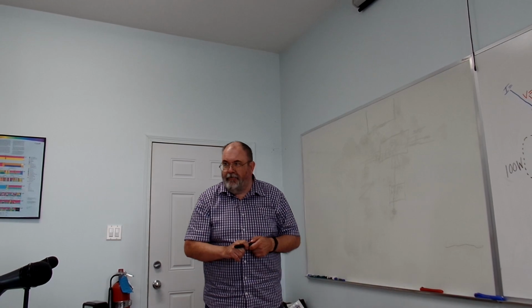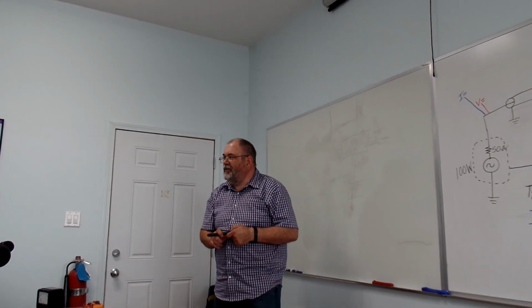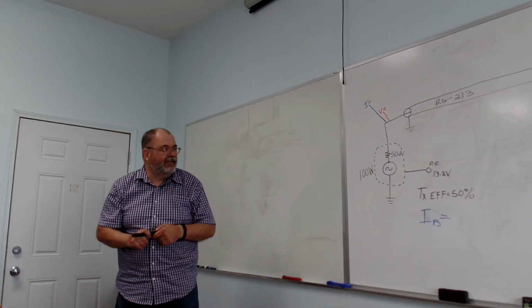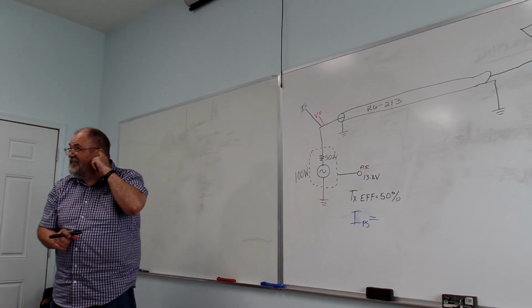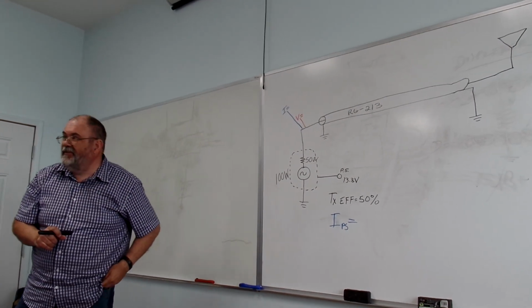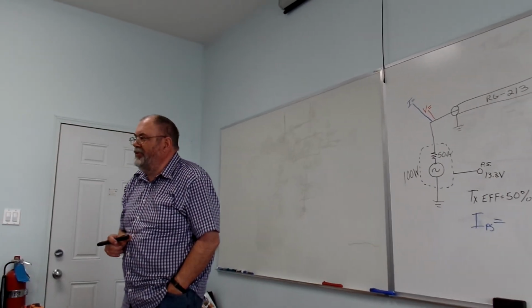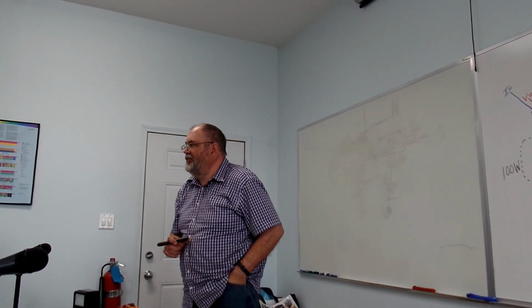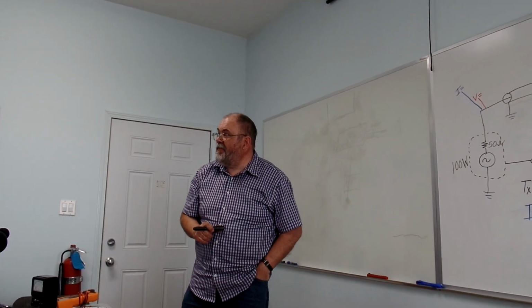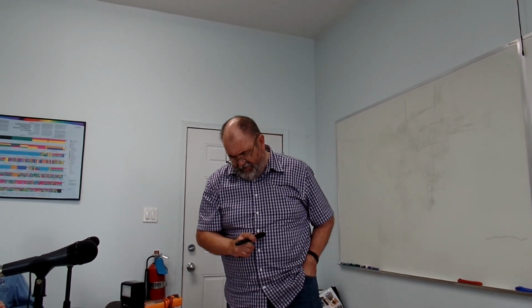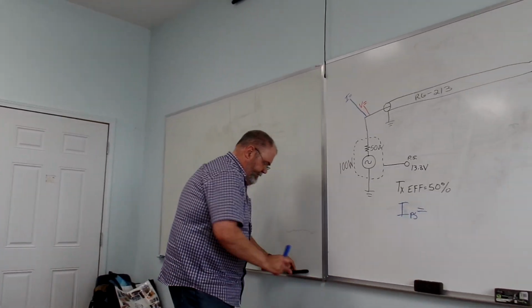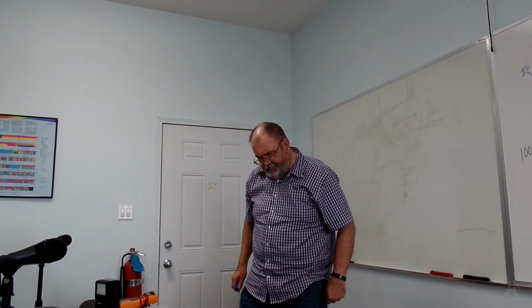Oh boy. P is equal to EI, and we're asking for current. I is equal to P over E. 3.62 amps. Okay. 100.